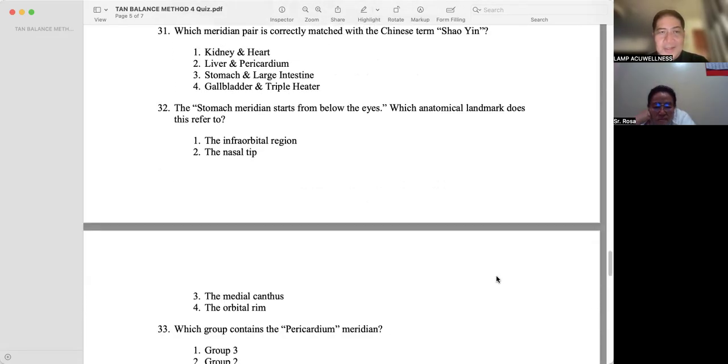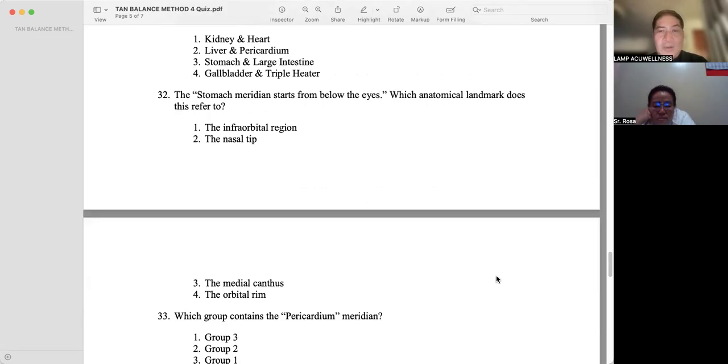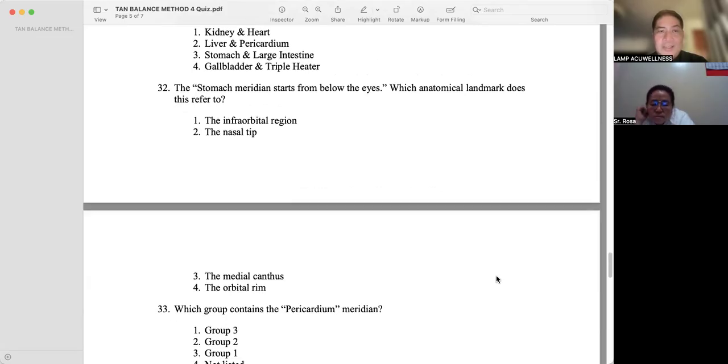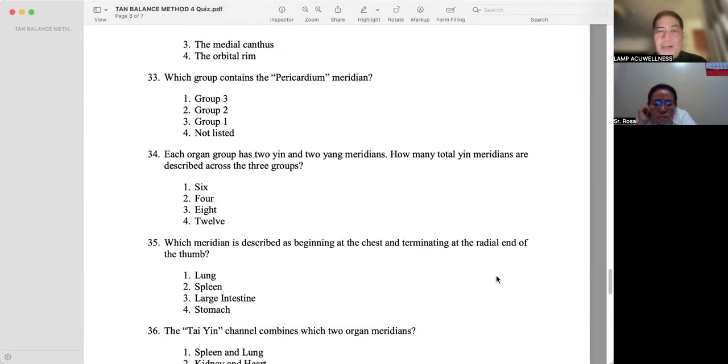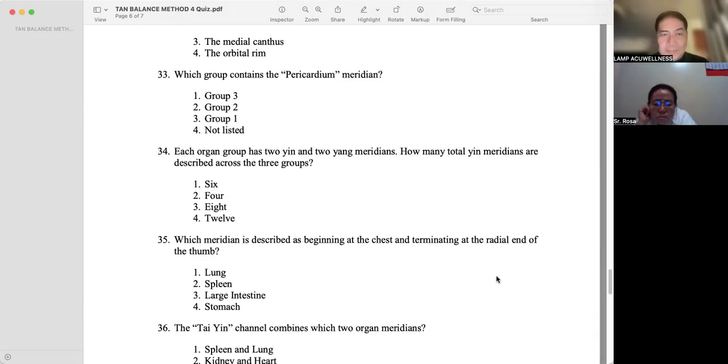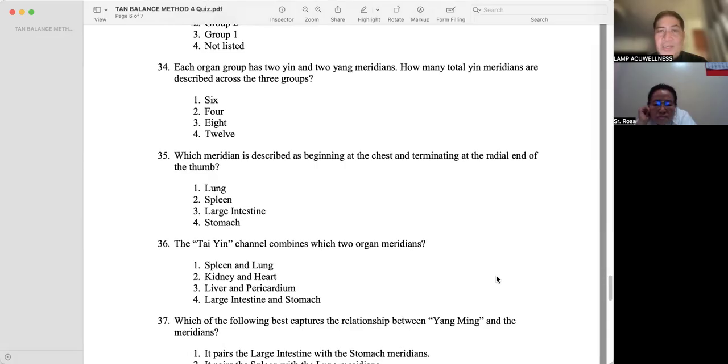Kidney and heart. The stomach meridian starts from below the eyes. Which anatomical landmark does this refer to? What do you call that area? Infraorbital region. Which group contains the pericardium meridian? Group 3. Each organ group has 2 yin and 2 yang meridians. How many total yin meridians are described across the 3 groups? 2, 2, 2. 6.